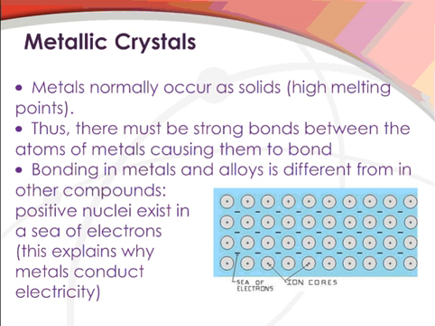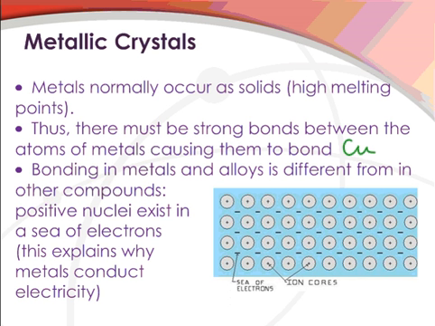Next one, metallic crystals. So metals in general. Metals normally occur as solids. We know that already. So to keep them solids, especially at room temperature, there must be strong bonds between the atoms of metals, causing them to bond. But if you actually take a look at a metal, say like copper, well, copper on its own, it's hard to sort of envision. There's no dipole-dipole force. If you have a bunch of positive copper ions, they're not going to bond together because the positive charges repel. So how do these metals actually stay together, and stay together very well?